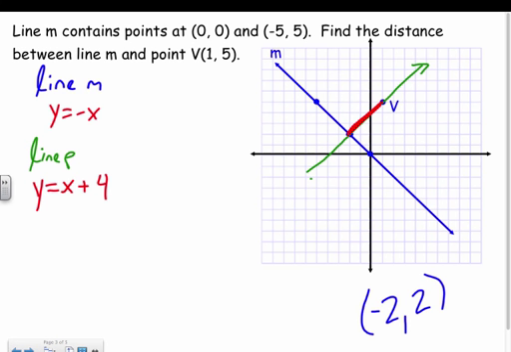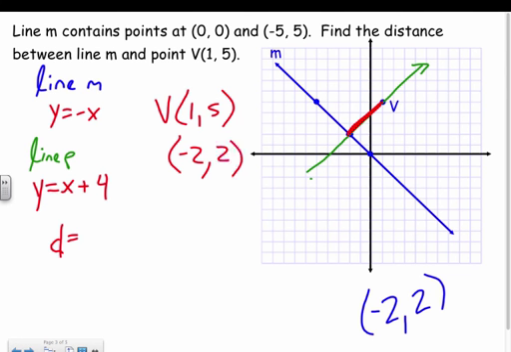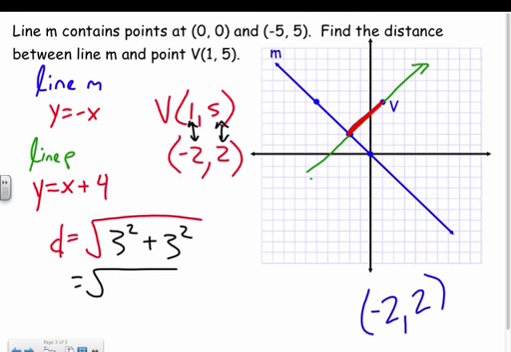So how do we find the distance between 2 points? The distance formula. And to do that, I need to know my 2 points. Well, finding the distance between B, which is (1, 5), and the point of intersection, which I just found, (-2, 2). And the distance formula, remember my shortcut: find the distance between the y's, which is 3. We square it. We add that to the distance between the x's, which is also 3, and we square it. So we get the square root of 9 plus 9, which equals the square root of 18.